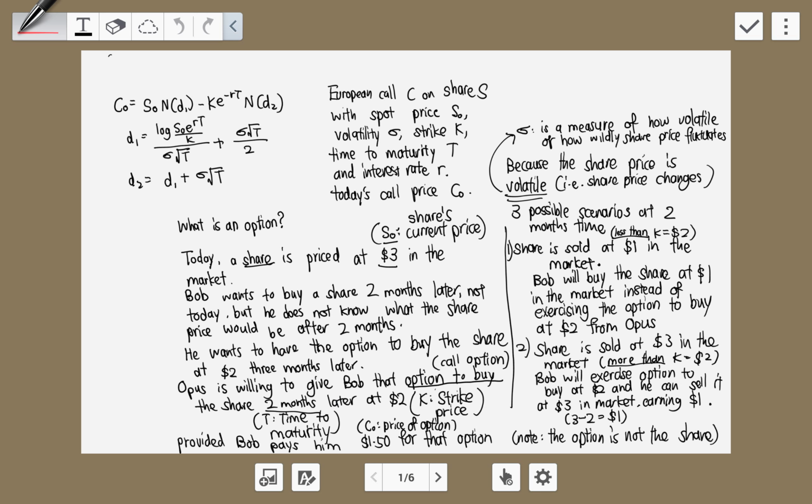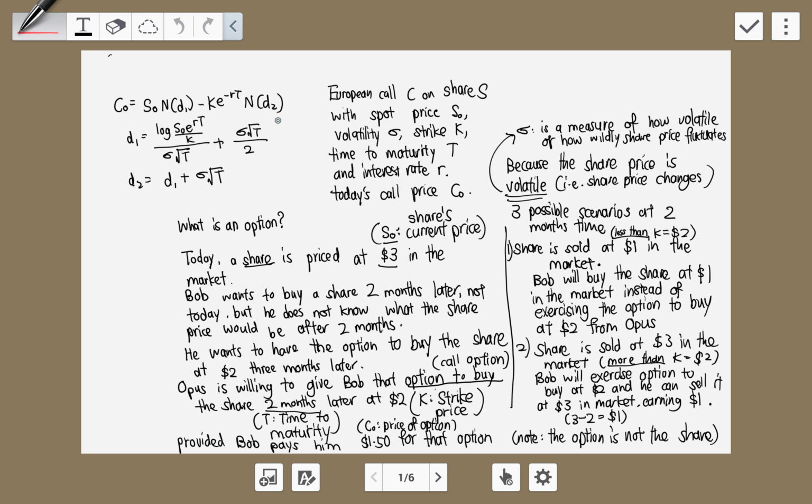Opus will agree to sell to Bob. If Bob decides 2 months later to use that option to buy the share from Opus at $2, then Opus is obliged to honor the option and sell Bob the share at $2 so that Bob can purchase it at $2. Then we call $2 the strike price. Then, because it is 2 months from now, we call it the time to maturity, which is the T in this symbol.